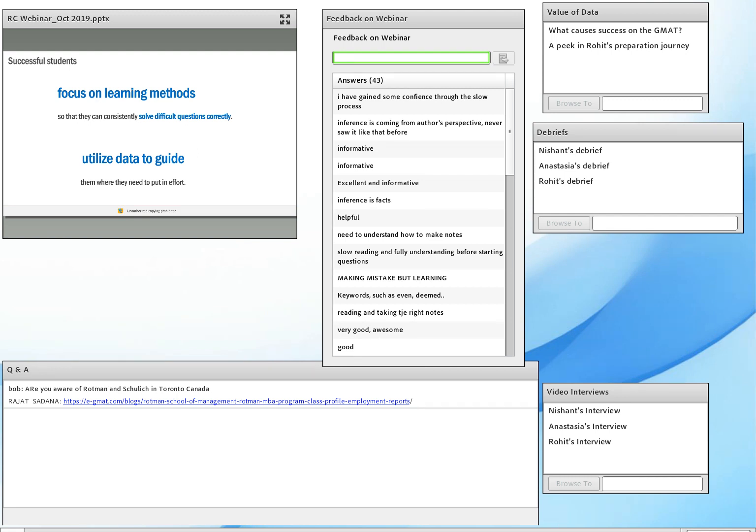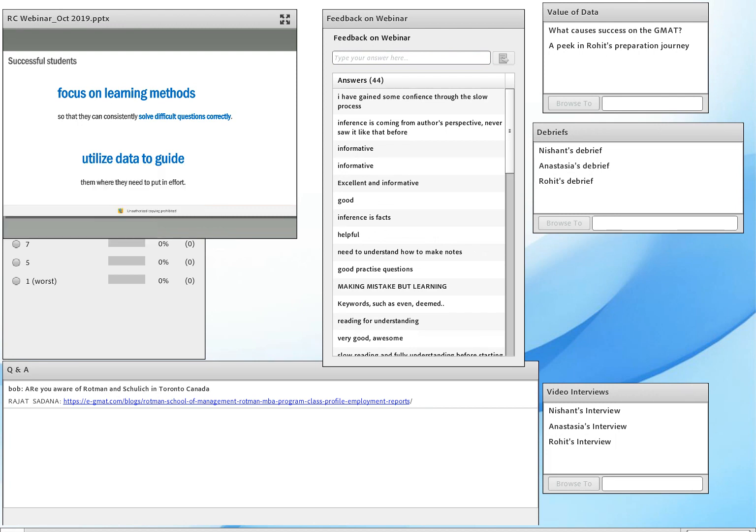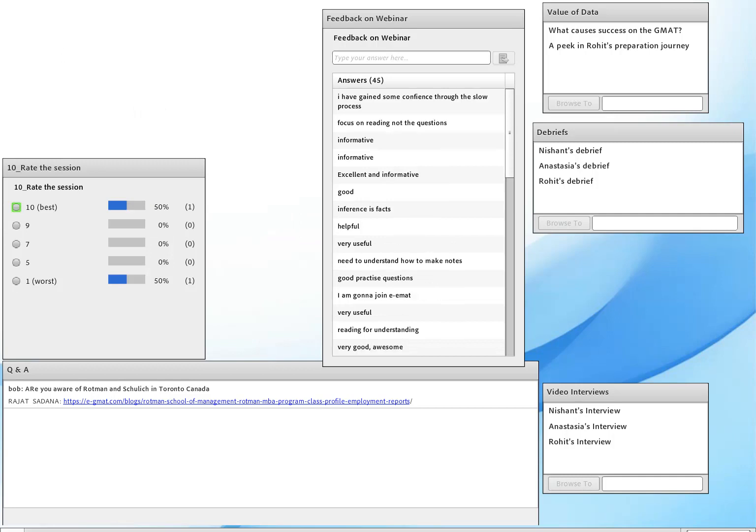and I would also like to get your rating for the session. Now, how many of you are at that point where you feel that you are stuck with your score and you don't really know how to improve? How many of you are at that point?